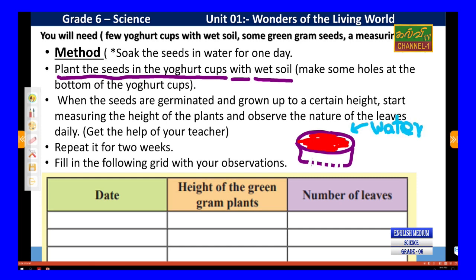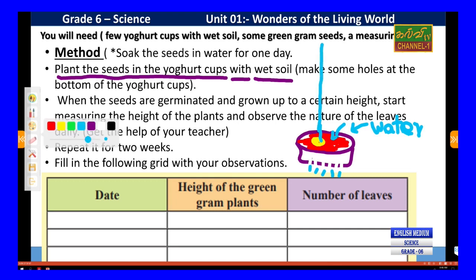Pour the water. So put a small amount of water. If there is excess water it can come out. Anyway, place the seeds now. Seeds here. What happened? Little by little it is going to grow.